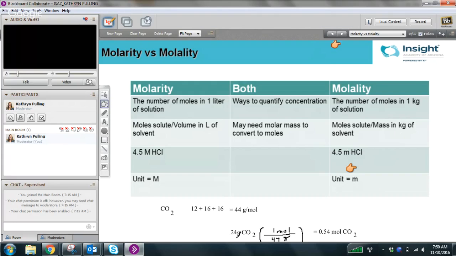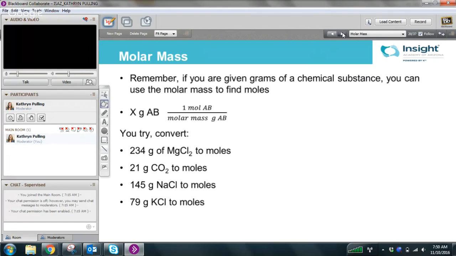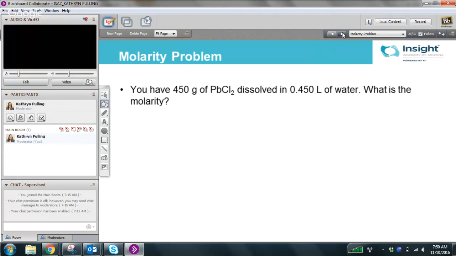All right, let's see some of these in action. And we actually already covered that. So a molarity problem: we have 450 grams of lead chloride dissolved in 400.450 liters of water. What is the molarity? Just as a reminder, molarity is moles of solute over liters of solvent.